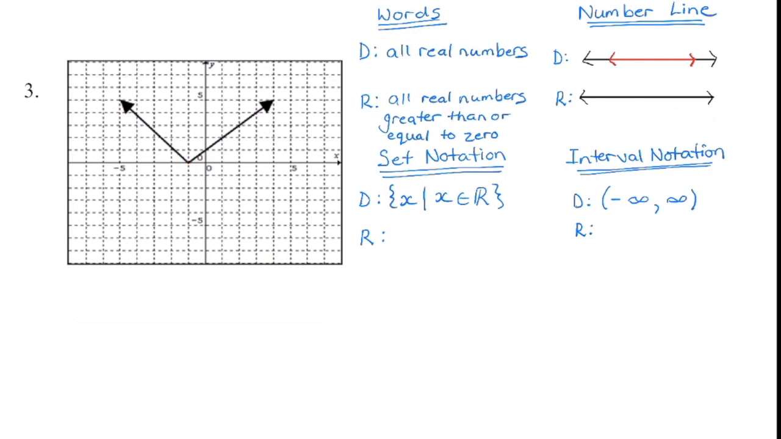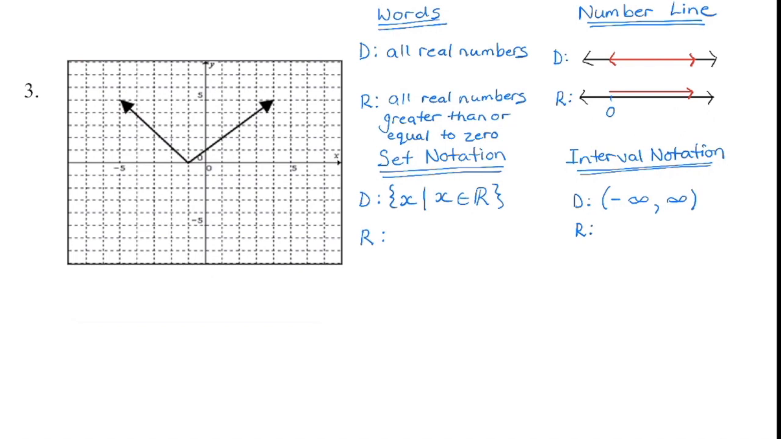In terms of a number line, I'm just going to say, let's say this is 0. Because we're including 0, we're going to have a closed dot, and then we're going to show it's going to be all numbers greater than 0. So I'm going to put it like that.